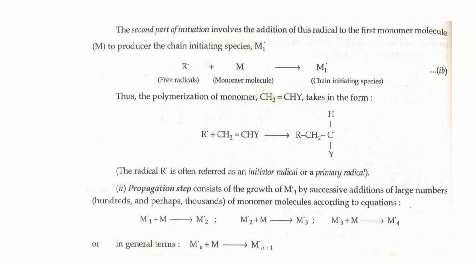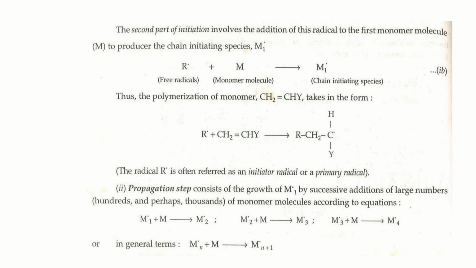So, the free radical first attacks only one monomer present in the reaction vessel to form a monomer free radical. The monomer free radical is a highly reactive species which combines with another monomer present in the reaction vessel. This is called the chain propagation step. So, the second step is called propagation.